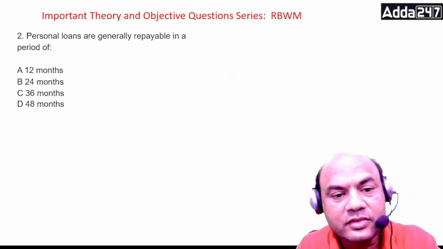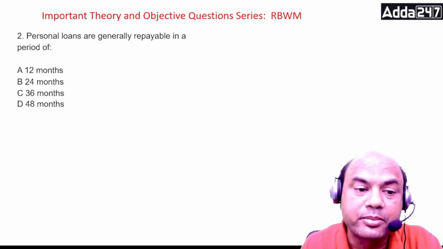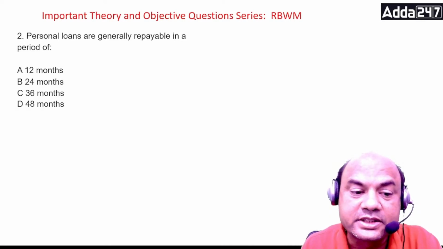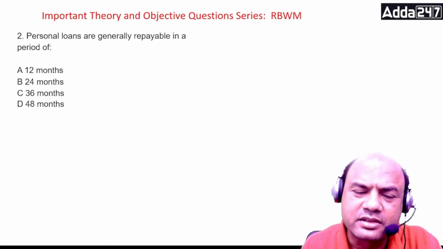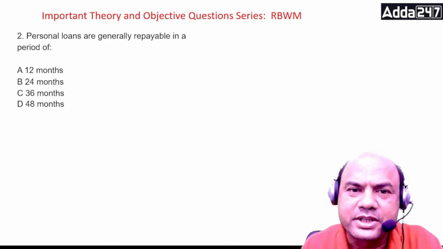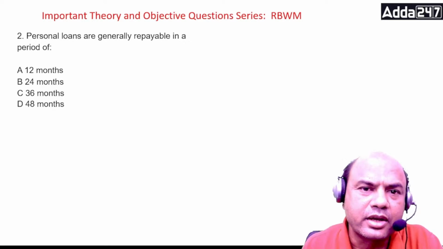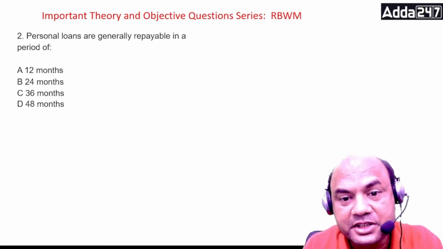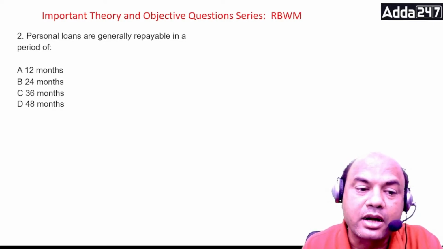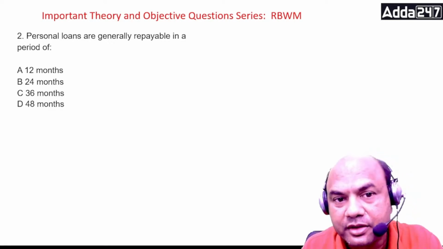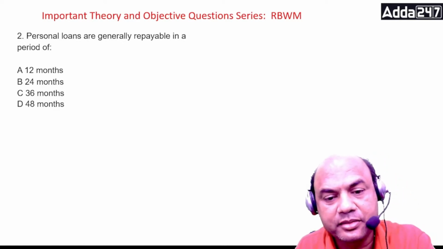Next one. Personal loans are generally repayable in a period of what? PLs are given for how many months? 12 months, 24 months, 36 months, 48 months. Now see, it depends. Many banks have changed their criteria also, but still today 90%, and in your exam also, and I am strictly speaking from the exam point of view, PLs are generally repayable in a period of 12, 24, 36. I'll give you the hint: it's either B or C.